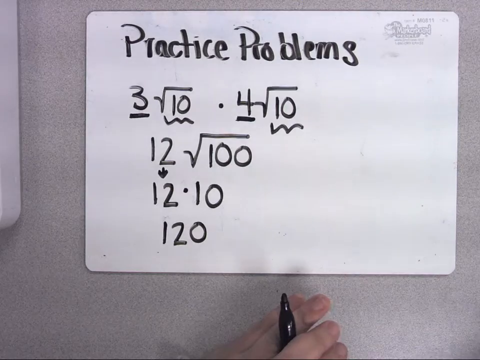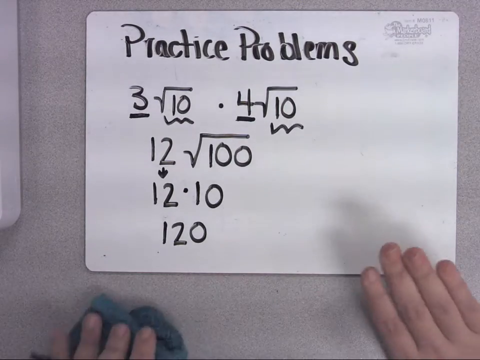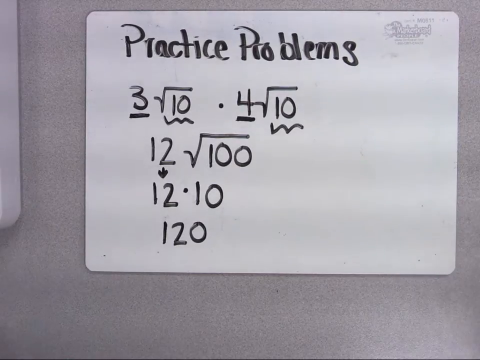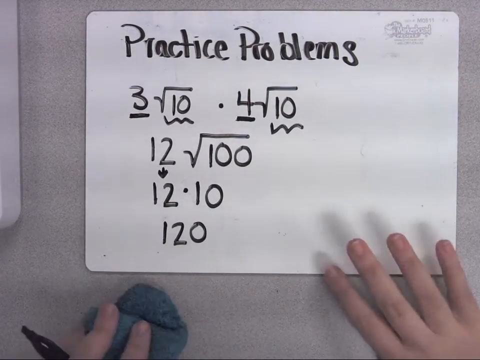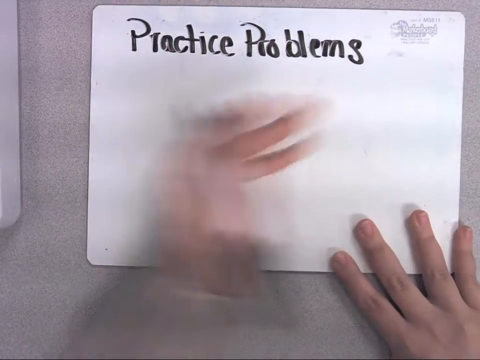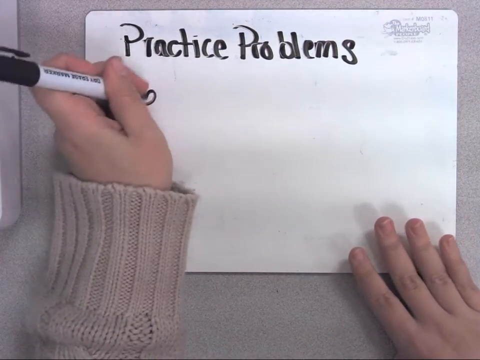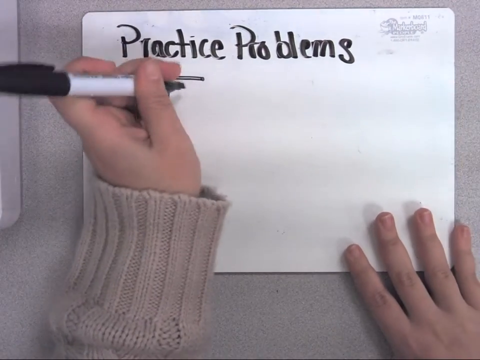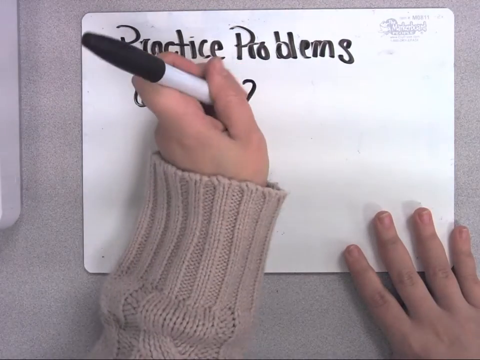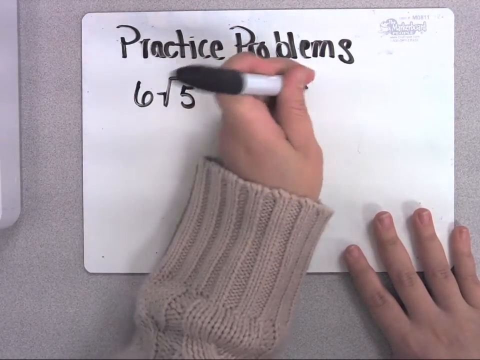Do one just like it. We're just going to change the underneath. Okay? So anytime you have two separate ones with radicals, always just make them one, then try to work from there. I'm going to give you another twofer. And that's one problem. How about 6 square root 5 times 2 square root 15?